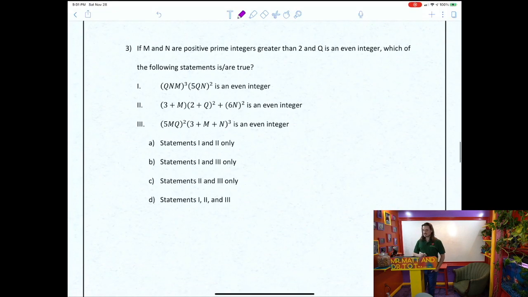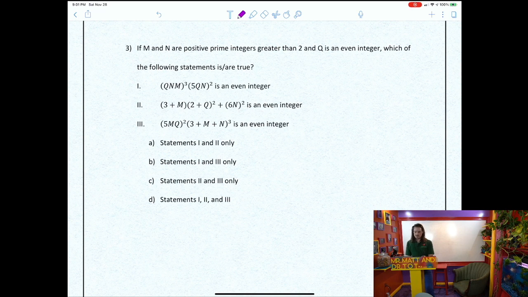Question number 3 asks, if m and n are positive prime integers greater than 2 and q is an even integer, which of the following statements is or are true? Statement 1 says the quantity q times n times m, quantity cubed, times the quantity 5 times q times n, quantity squared, is an even integer. Statement 2 says the quantity 3 plus m times the quantity 2 plus q, quantity squared, plus the quantity 6 times n, quantity squared, is an even integer.